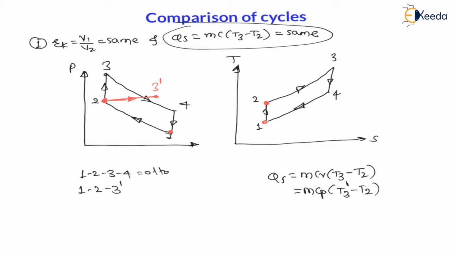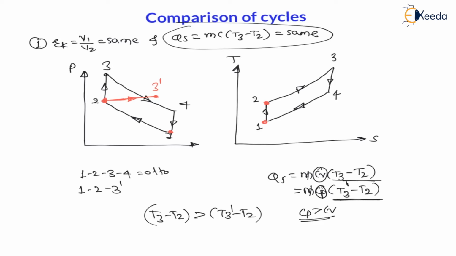And because the heat supply is the same for the Otto cycle and the diesel cycle, we have to equate the heat supply. Now we know that the masses are the same. Now Cp is always more than Cv. That means here this difference (T3 minus T2) must be more than (T3 dash minus T2). Definitely, as Cp is more than Cv, this difference will be less than this difference. So from this we can say T3 is more than T3 dash, right? And one thing we got, that is, the maximum temperature in the Otto cycle is more than the maximum temperature in the diesel cycle.